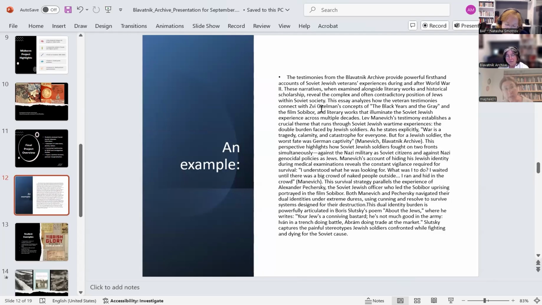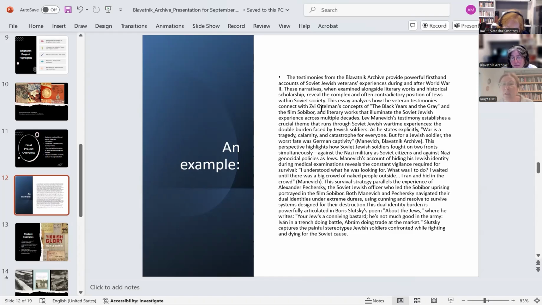And here is a very interesting example. I'll read it aloud, but you can take time and also read it on the screen. That's basically a quote from a student paper. The testimonies from the Blavatnik Archive provide powerful first-hand accounts of Soviet Jewish veterans' experience during and after World War II. These narratives, when examined alongside literary works and historical scholarship, reveal the complex and often contradictory position of Jews within Soviet society. I don't want to read the whole thing, so just go through it.